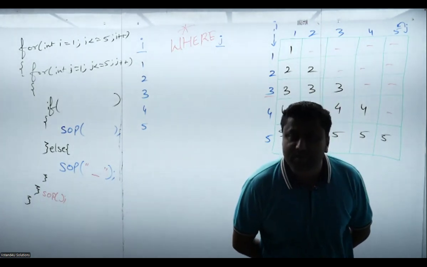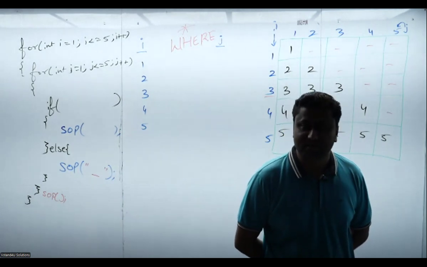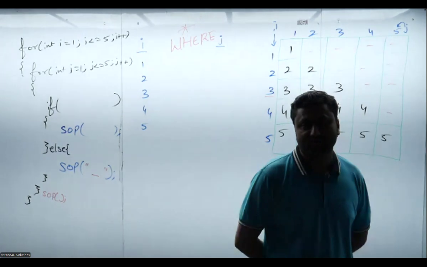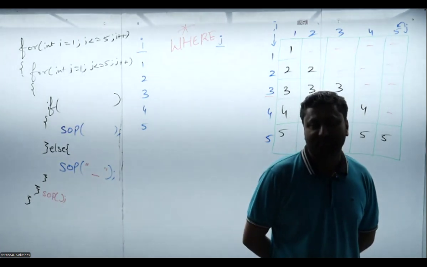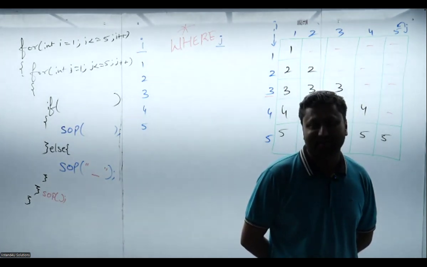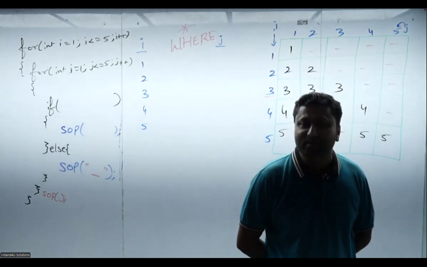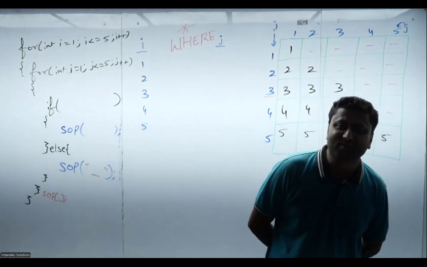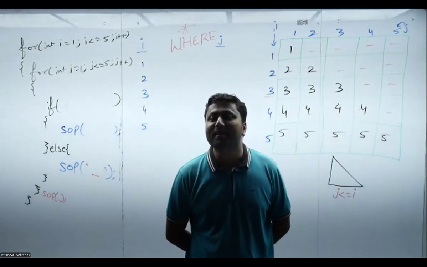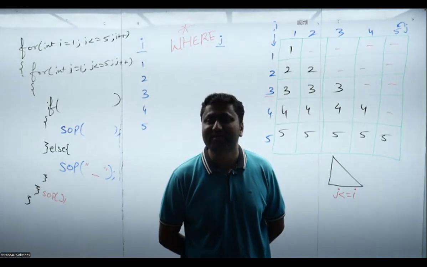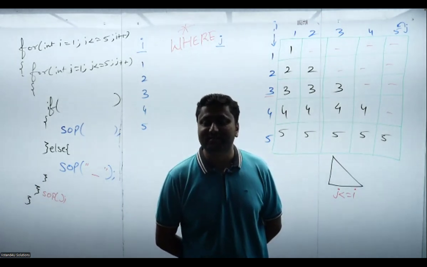How much have you completed? 30. Till 30. How much is left over for you? 12. 12, no. 42 questions are there, right? 42 minus 30. 11. 11 or 12? 31 done.